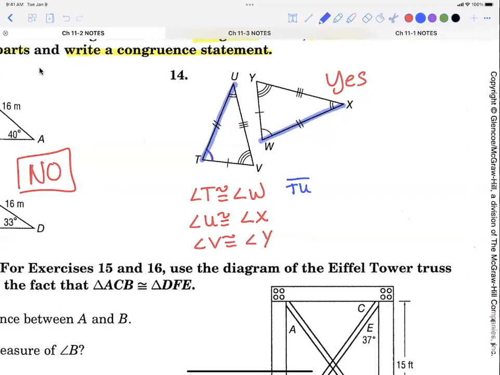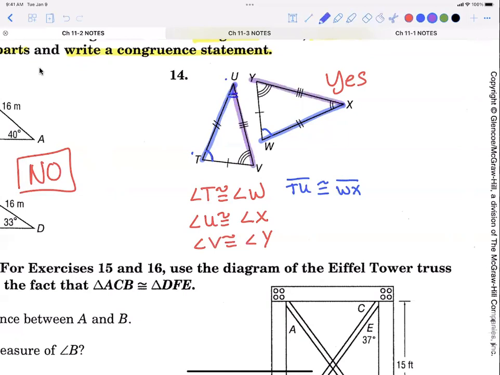And I went 1st angle to 2nd angle. I went T to U. So I'm going to say that's congruent to, well, I want to use the 1st angle first, which is W, and then the 2nd angle second, because I want to keep them in the right order. Now I'm going to do 2nd angle to 3rd angle, all right? 2nd angle to 3rd angle. So 2nd angle to 3rd angle, that's this side.